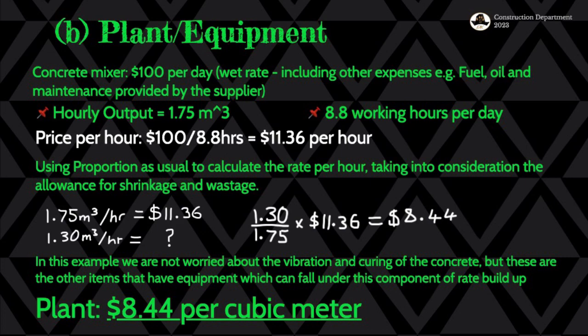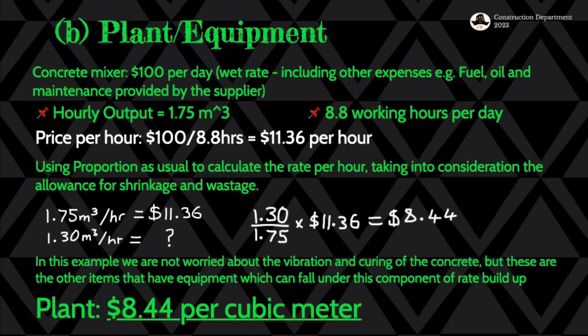What about for 1.30 cubic meters per hour? How did we get that 1.30 cubic meters? We are basically saying that's the percentage for the cubic meters. So it's 130% of 100% multiplied by 1 cubic meter of concrete. That's basically what we've done. That's how we found the 1.30 cubic meters.